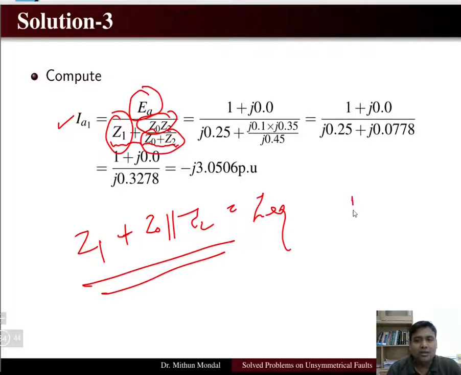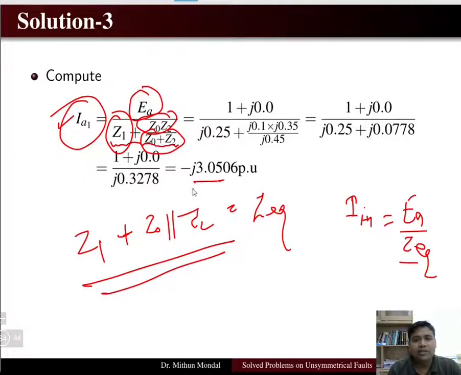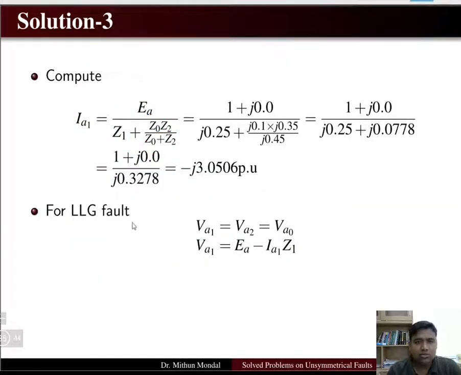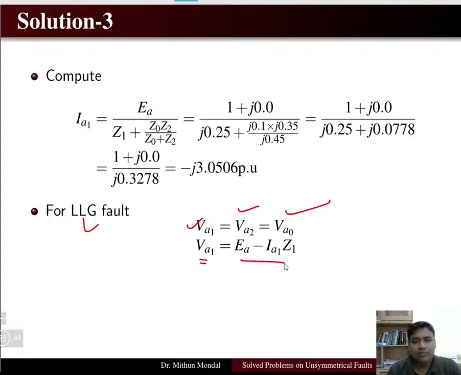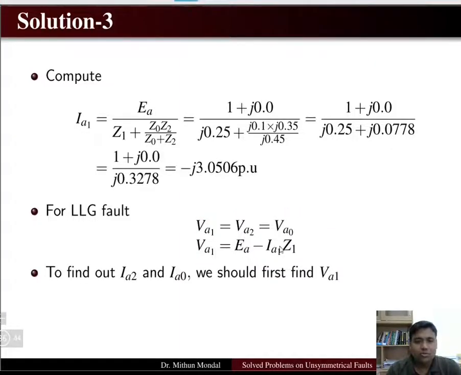And then the input current is basically the pre-fault voltage divided by the total equivalent impedance. That is what we are calculating here, IA1. After substituting the values, we will get a magnitude of minus j3.05 per unit. For the double line to ground fault, we can see that the positive sequence voltage, negative sequence voltage and zero sequence voltage components will be equal, and the positive sequence component is equal to EA minus IA1 Z1. So we can find out the values of IA2 and IA0.